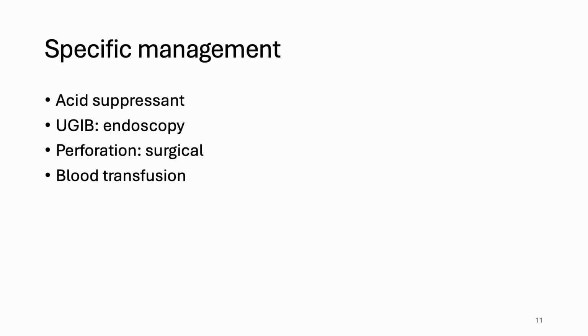The specific management outline for patients with peptic ulcer disease is acid suppressant with antihistamine or a proton pump inhibitor. If a patient has an upper gastrointestinal bleed, then we should perform an endoscopy. If there's a perforation, the patient should be managed surgically. And if there's symptomatic anemia or severe anemia, we would perform a blood transfusion.